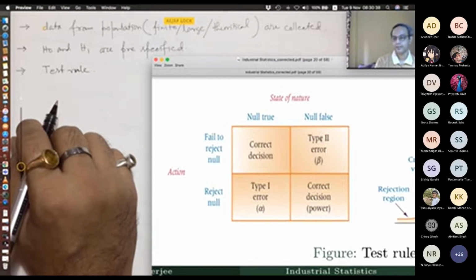And finally, if the null hypothesis is false and we reject the null hypothesis, this is also a correct decision. Well, the probability of that is known as the power.